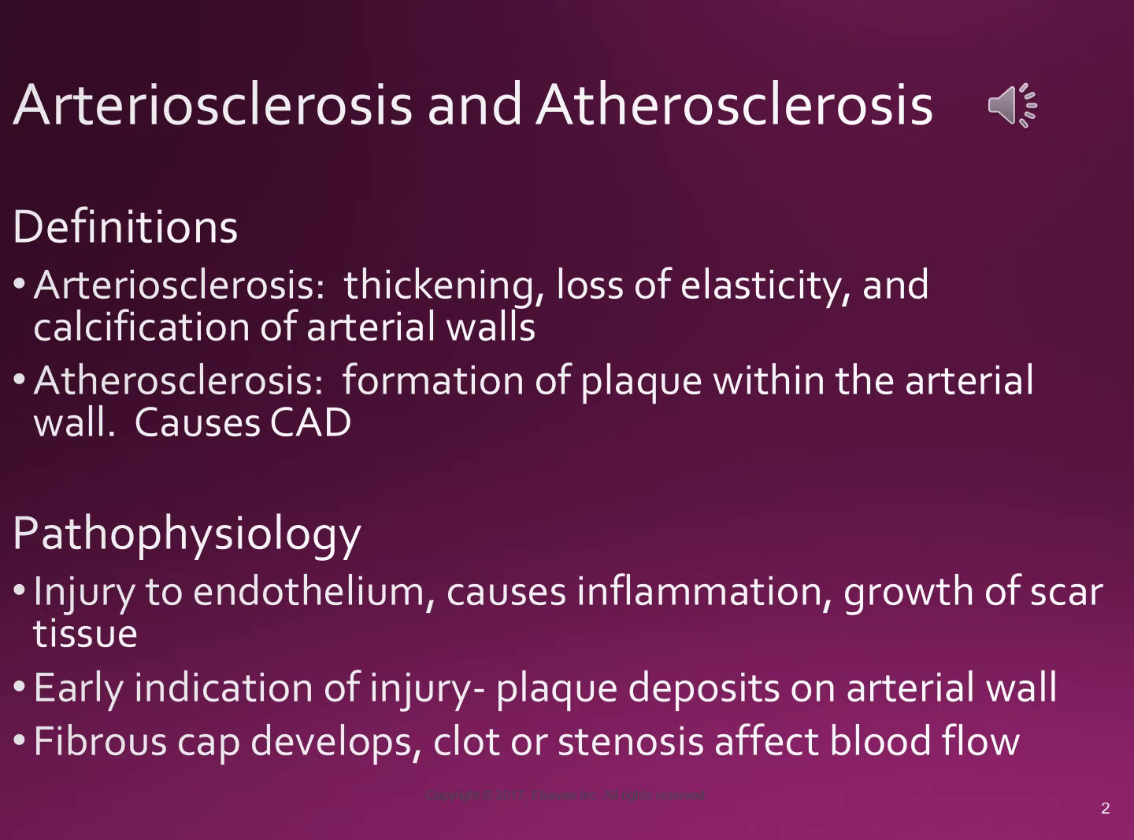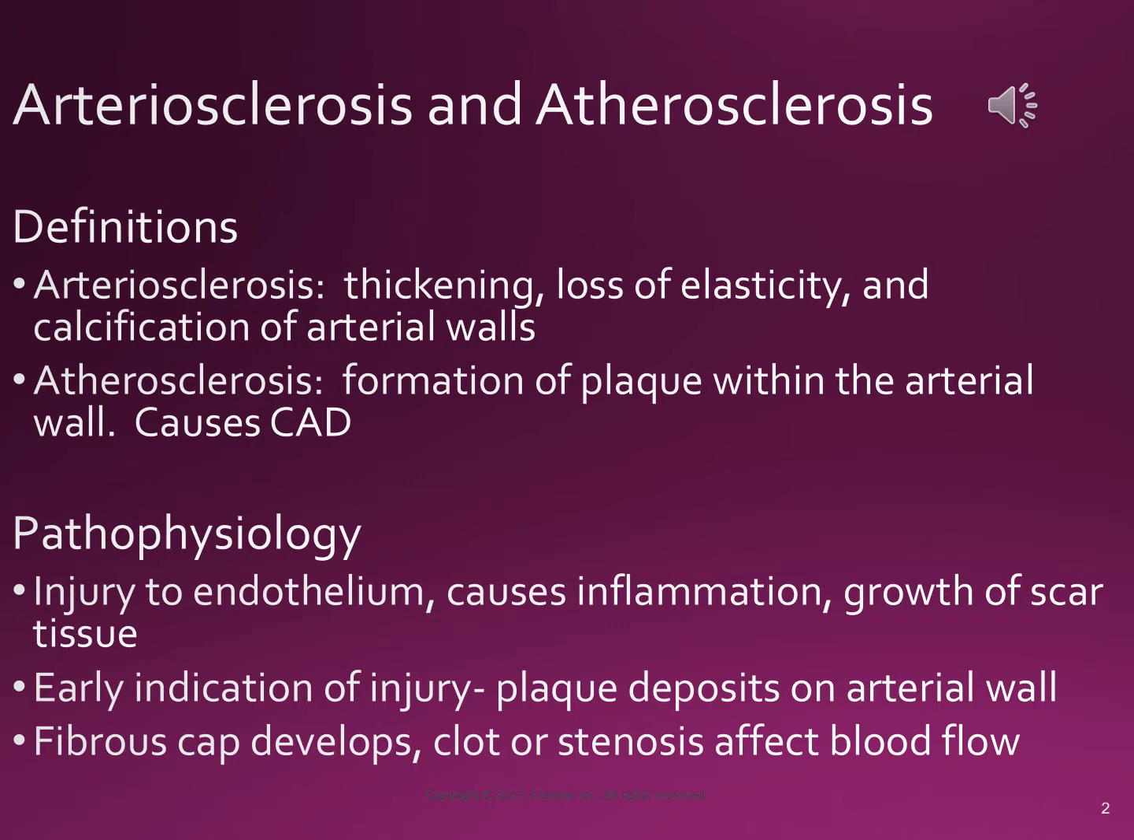Arteriosclerosis is a thickening of the arterial wall. They lose elasticity and they calcify and become hard. It's part of the aging process. The intimal lining of the artery loses elasticity and weakens due to the high pressure of your blood pressure over time.